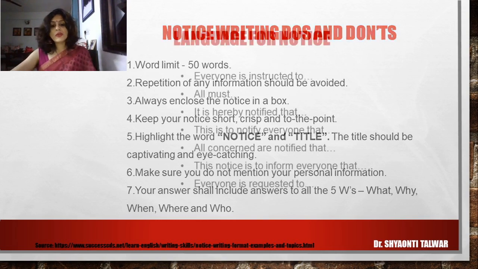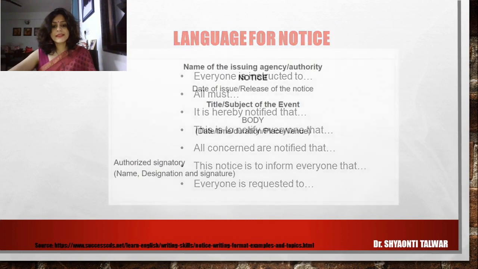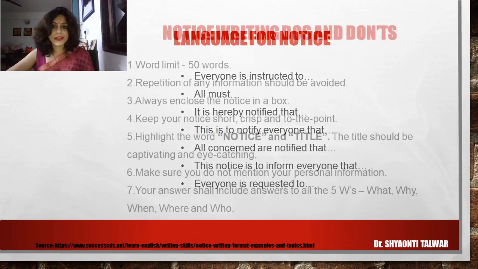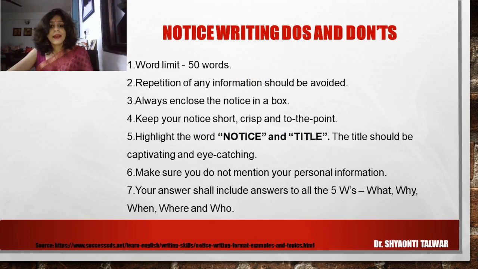Also, when you are issuing it, if you are the one who is issuing it, it should have only the name, designation and your signature, not your house address and not any other personal detail. It's not required, right? The body of the notice should include answers to the 5 W's. Now what are these 5 W's? What, why, when, where and who.